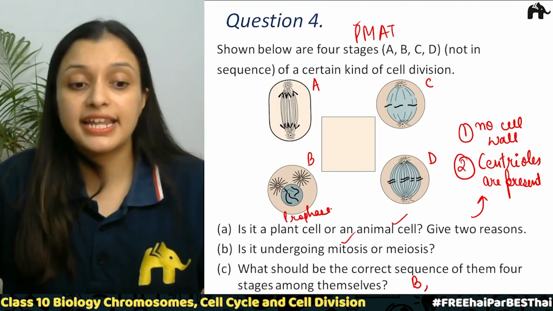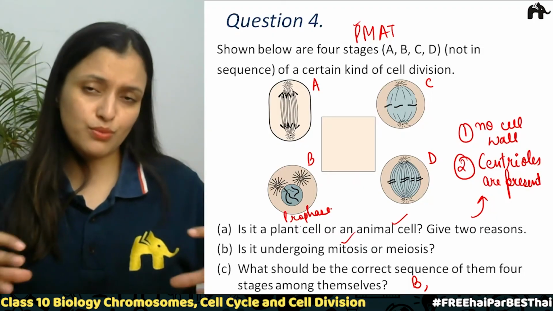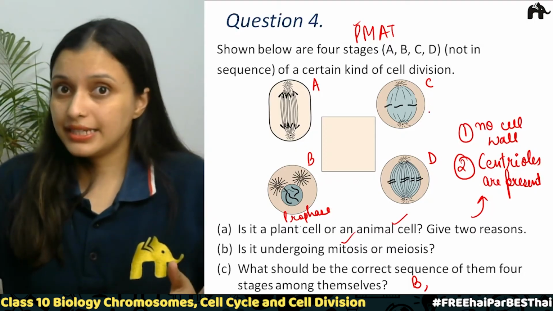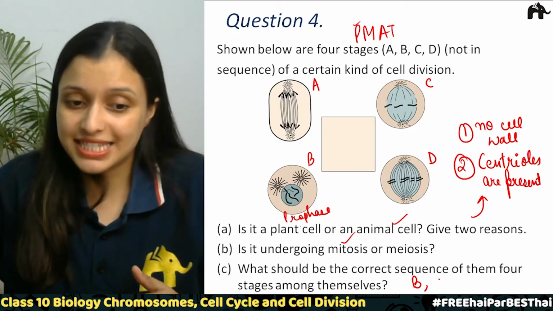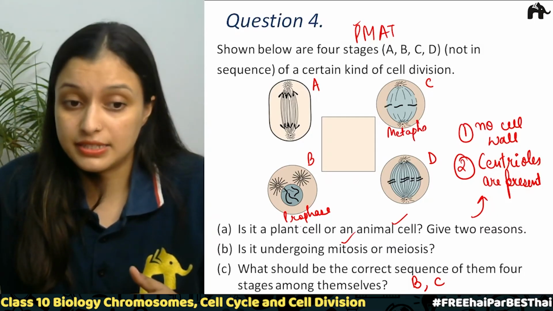Then coming on to the next one, that is metaphase. So what happens in metaphase? All these chromosomes, they align at the equatorial plane. Correct? So where are they aligning in the equatorial plane? So that is C. Correct? So this will be metaphase.